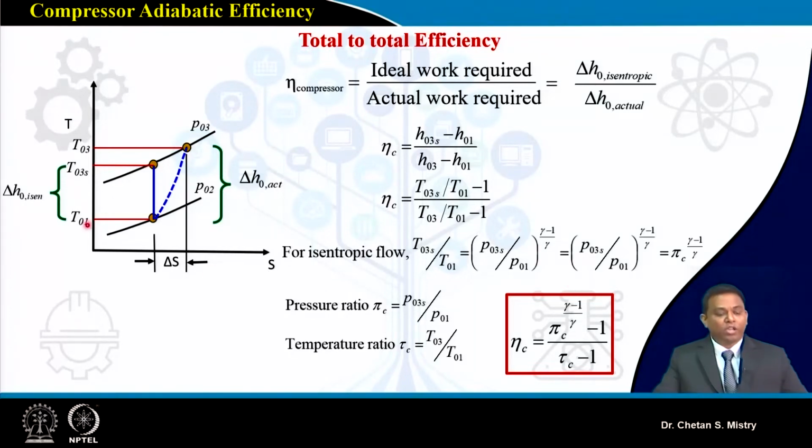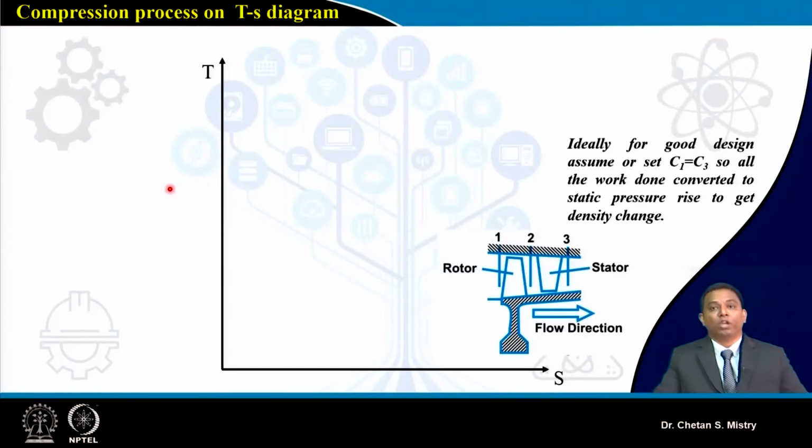Now here, what we are discussing is my pressure ratio. This pressure ratio I am talking about is the overall pressure ratio. Let's try to understand what is happening when we say we have a stage. So here, as we have discussed, I have my rotor and stator. My entry condition I say is station 1, the exit condition from the rotor is station 2, and the exit of my stator is station 3.